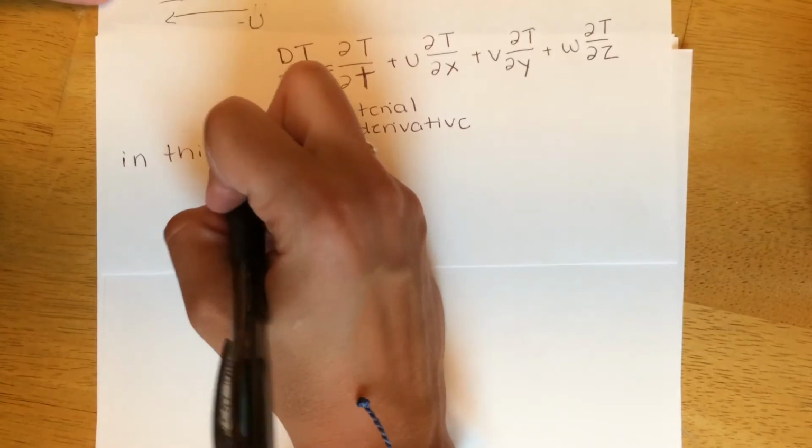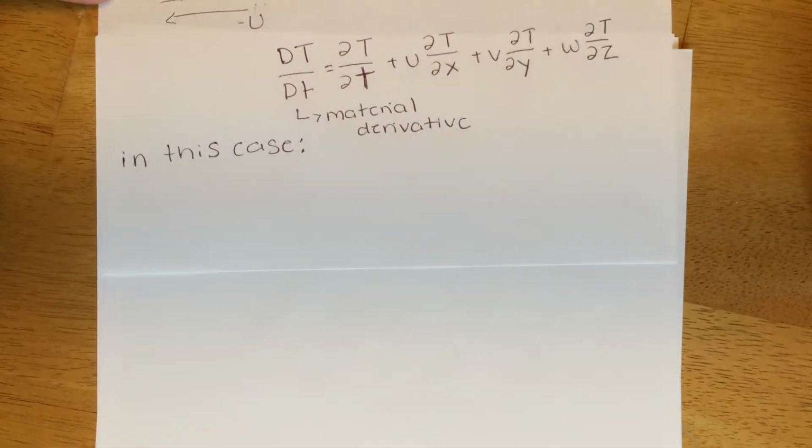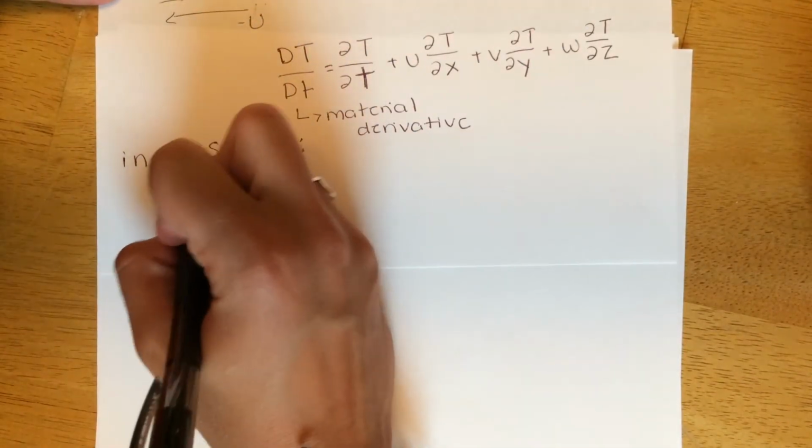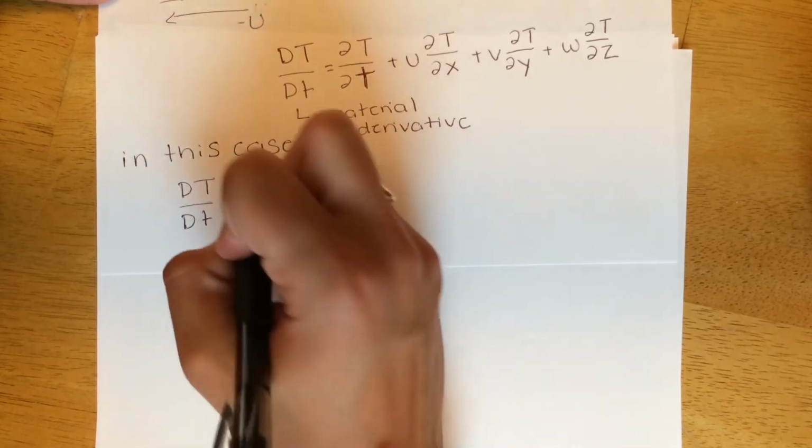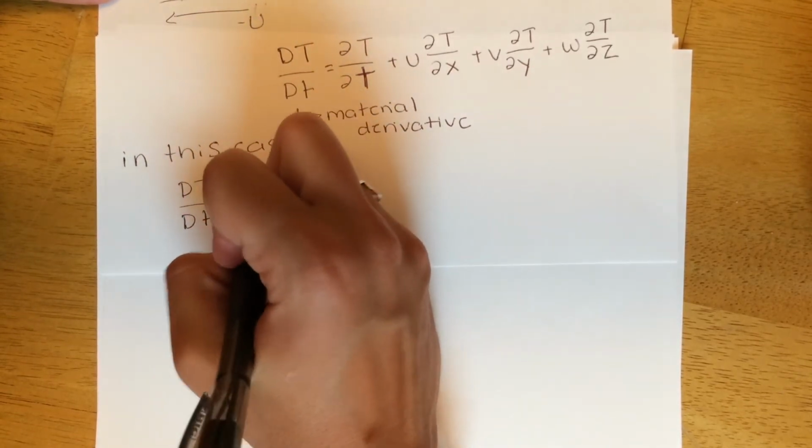In this case, you are moving downstream with the river, and you remain with the same water parcel that isn't changing temperature, so your Lagrangian rate of change is 0.